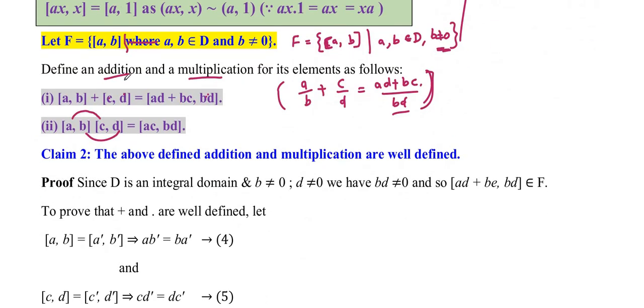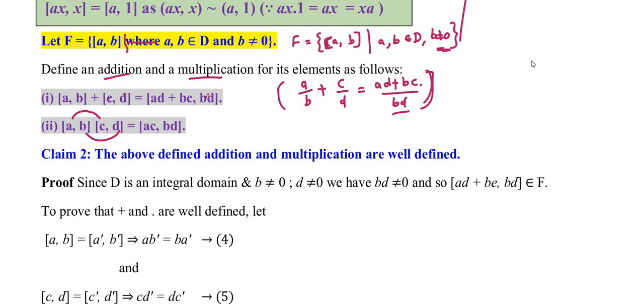And now, having defined addition and multiplication on F, we need to prove that they are well defined. So the above defined addition and multiplication are well defined. Now, how are we going to prove well-definedness?